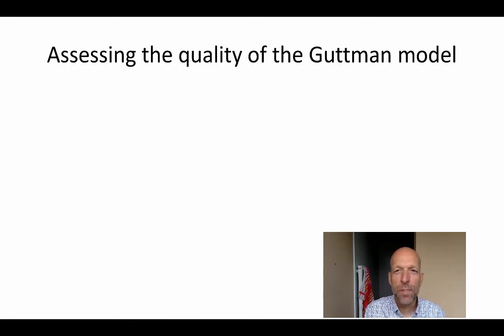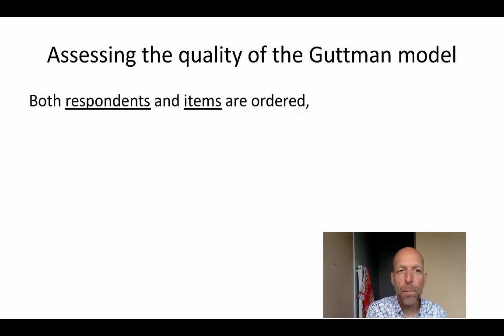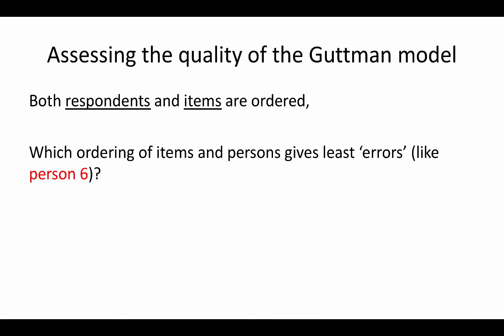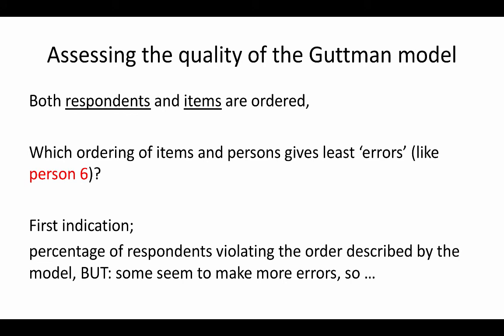How do we assess the quality of a Guttman scale, or rather of a Guttman model? Both the items and the respondents are ordered. Which ordering of items and persons gives the least errors, like person 6, because person 6 does not fit the model? So we need to take into account the possibility that our model, that items are ordered and individuals are ordered the way we discussed here, is wrong. And of course we want to have a model with the least errors. Now, a first indication is the percentage of respondents violating the order described by the model, so the number of persons like person 6. But some seem to make more errors than others. So this is only a very first indication of the quality of our model.